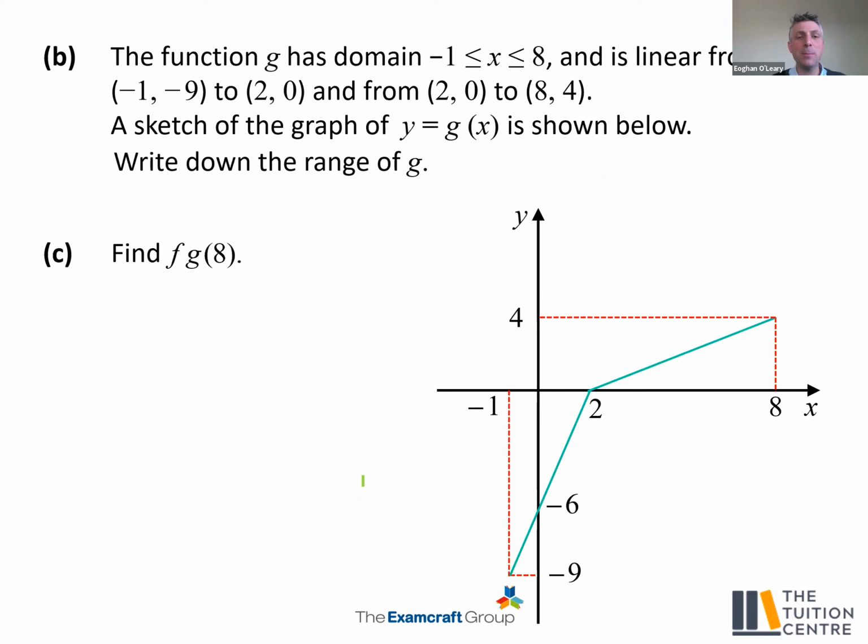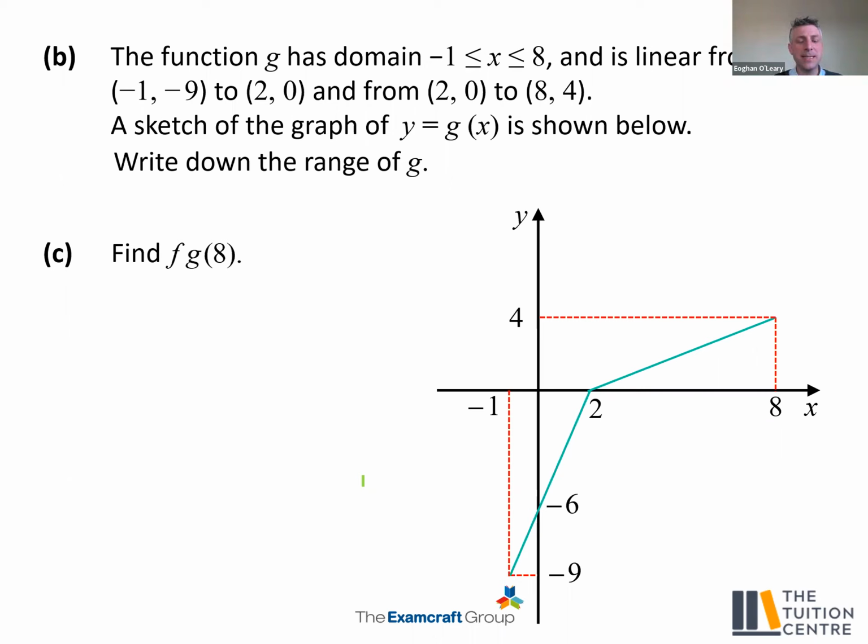It's the inverse function plotted. Okay, part B says the graph of g has a domain -1 is less than x is less than 8 and is linear from (-1, -9) to (2, 0), and then from (2, 0) to (8, 4). It is again linear, but it is obviously at a different angle, so there's two separate parts to this function. A sketch of y equals g of x is shown below. Write down the range of g.